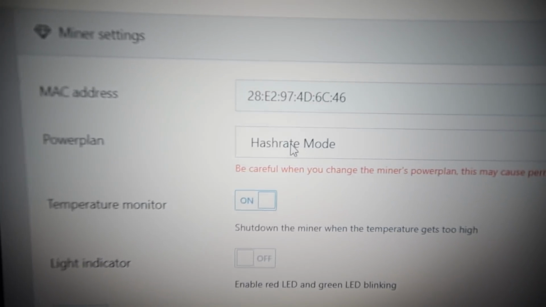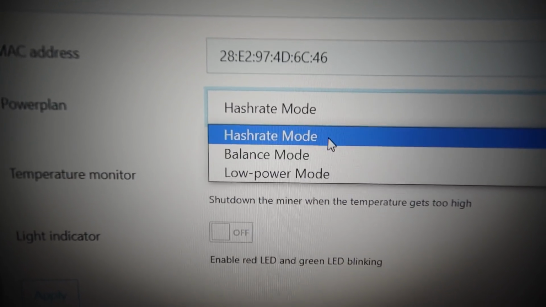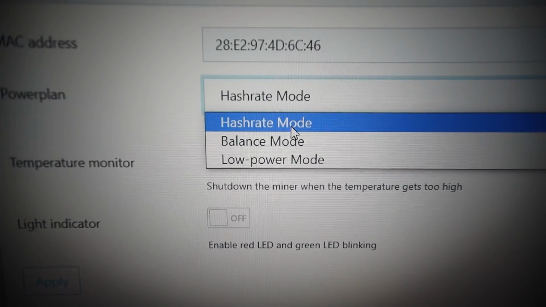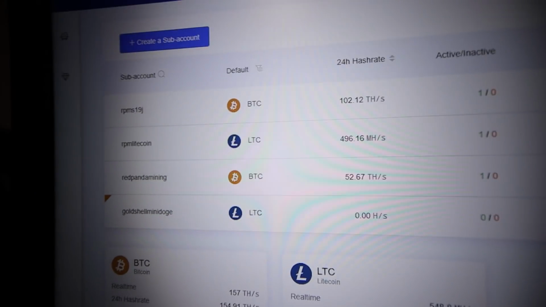On the miner, I'll just show you guys some things that we've seen here. There are a couple different power plans: hash rate mode, balance mode, and low power mode. Right now I have mine on hash rate mode, so we're going to see how well that works out. And I'm mining to a pool at the moment.